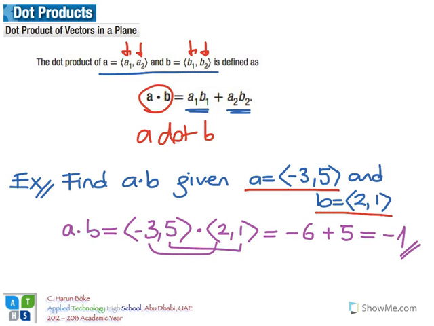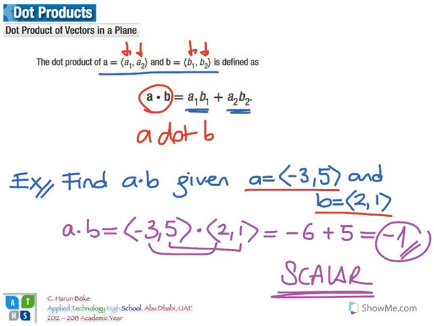So what we find in a dot product is a scalar value, as in here, it is -1. It is not a vector that we find, it is a scalar, a number, as a result of the dot product.